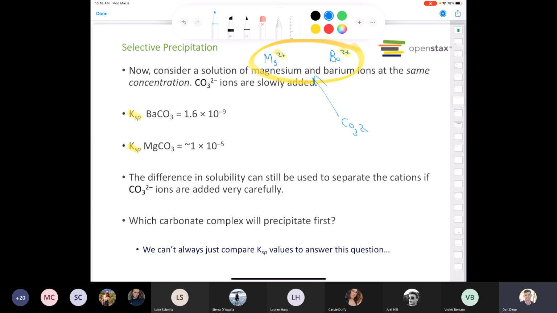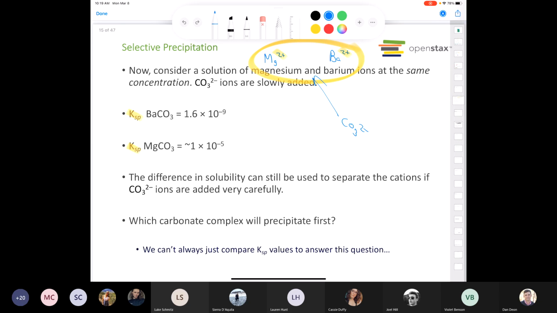Does anybody have an idea which one's going to precipitate first? Yeah, the barium is going to precipitate first because it's got a lower KSP, right? Since it's a smaller number, it's going to take less carbonate to satisfy this expression, right? You can take smaller numbers and multiply them and get a smaller number. If you want to get a bigger number, then you've got to take higher concentrations to multiply them.